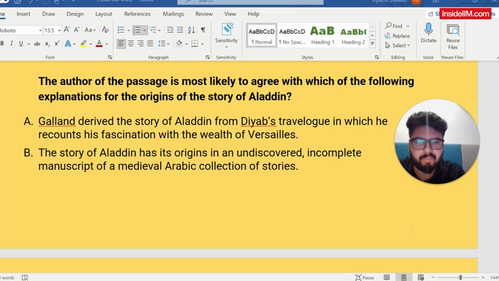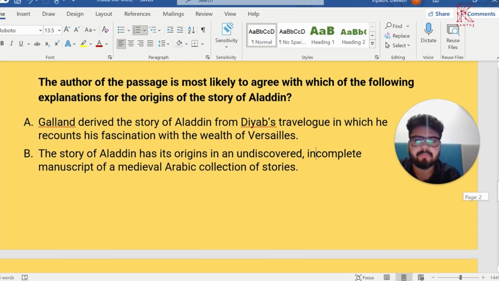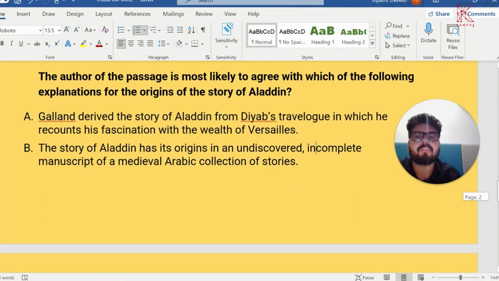Let's go to the other part of the questions. Let's deal with the other question. The author of the passage is most likely to agree with which of the following explanations for the origin of the story. Now let's see what the author of the passage really wants to do. Galland derived the story of Aladdin from Diab's travelogue in which he recounts his fascination with the wealth of Versailles. So Galland derived the story of Aladdin from Diab's travelogue. Diab says he has told the story to Galland in his travelogue.